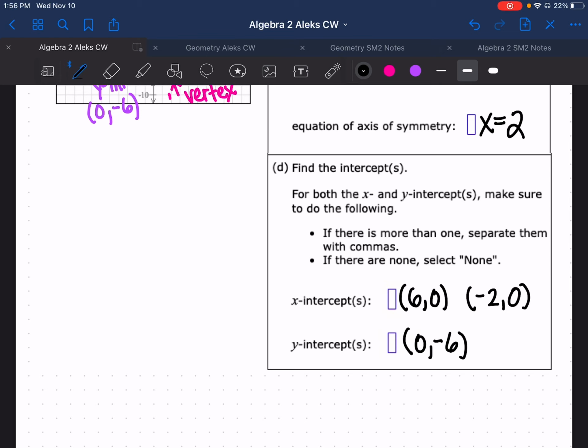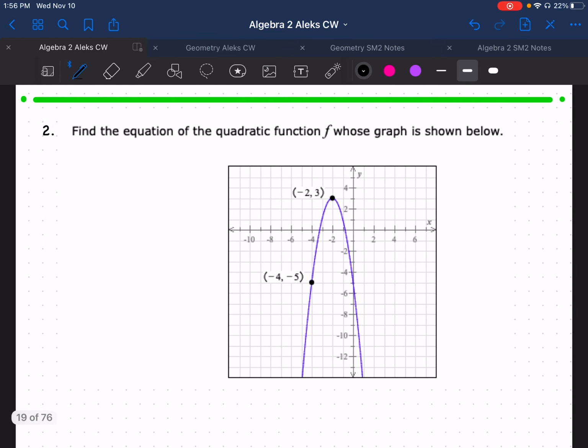All right, let's move along and take a look at the next question. The next question is going to ask you to find the equation of the quadratic function f, whose graph is shown below. Now, you should see a very similar graph to this, as to the fact that it will contain the vertex for you, and that it will contain a point. It will contain a point and the vertex.